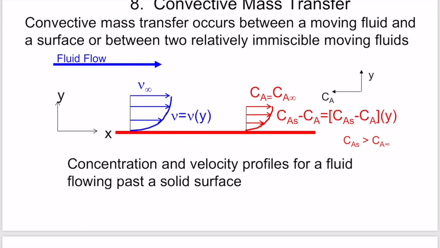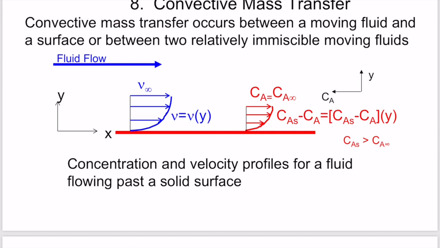So then she talked a little bit about convective mass transfer. And at this point, once again, it's just so that you're aware of it. So convective mass transfer is when a fluid is moving. So it's moving over a surface, or over the surface between two phases, for example.